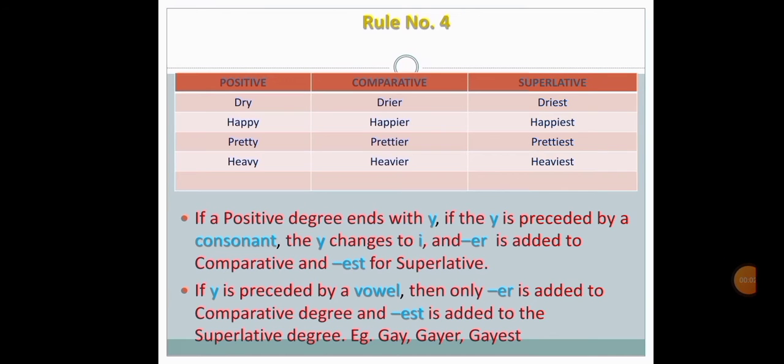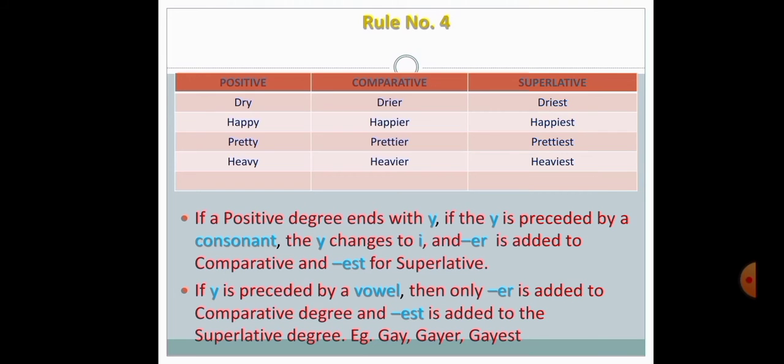Now comes rule number 4. As you can see in the box, the first column has the positive degree of adjectives, and I have included 4 adjectives there which are ending with y. All those 4 adjectives are ending with y, and if you see, the preceding letter is also a consonant. Y is also a consonant and the preceding letter is also a consonant.